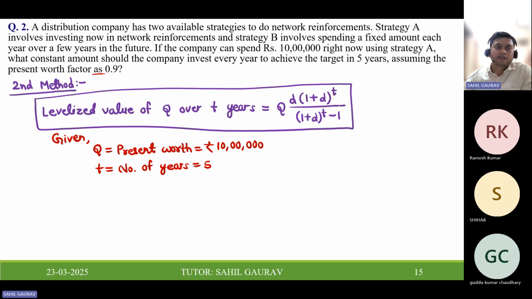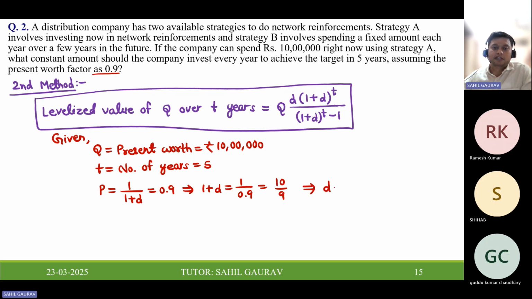Now the present worth factor is also given. P we write as 1 upon (1 plus D), and that is given as 0.9. From here we will find D because we need D. So 1 plus D is 1 upon 0.9, so you will get 10 upon 9. And D you will get as 10 upon 9 minus 1, so 1 upon 9. So D is 1 upon 9. Now you just put this in the expression and you will get the same answer.